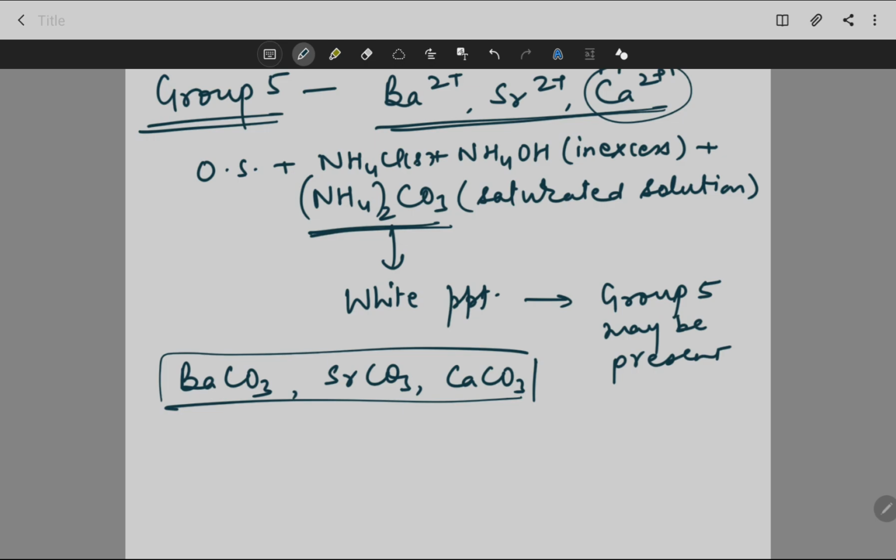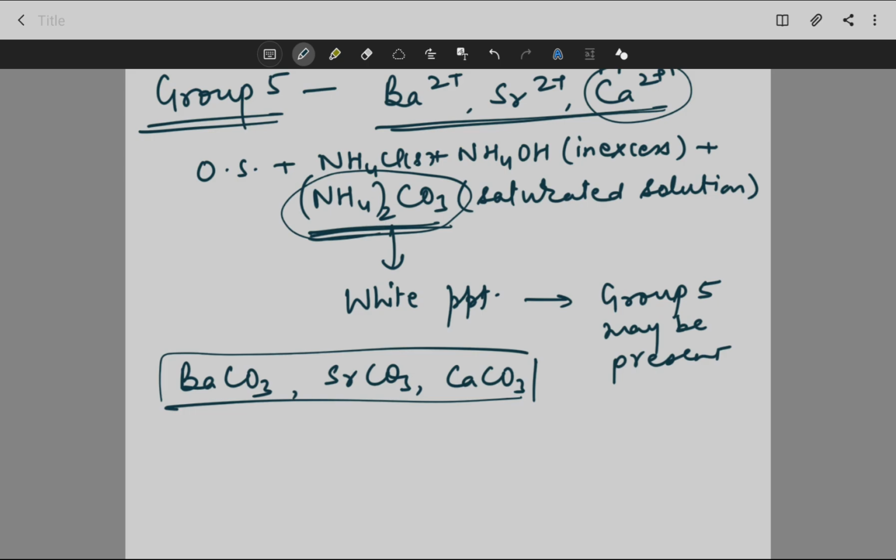I hope we are clear about the group reagent: ammonium carbonate in presence of ammonium chloride and ammonium hydroxide. Ammonium chloride and ammonium hydroxide both contain ammonium ions, and ammonium carbonate further contains ammonium ions. Because of the excess of ammonium ions, the dissociation of ammonium carbonate is suppressed, so the carbonate ion concentration is lower, and that is how group 5 is precipitated. So you should understand the common ion effect and the solubility product.